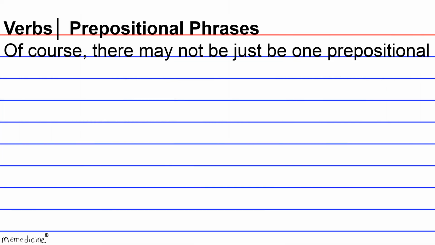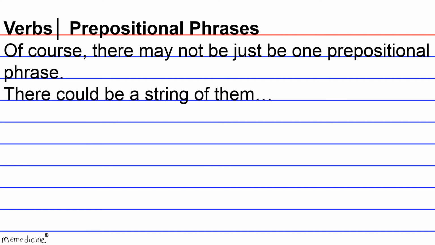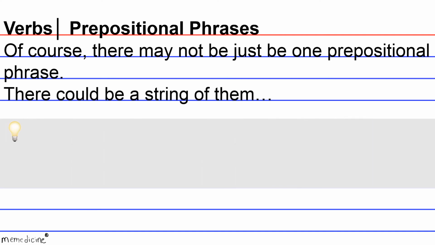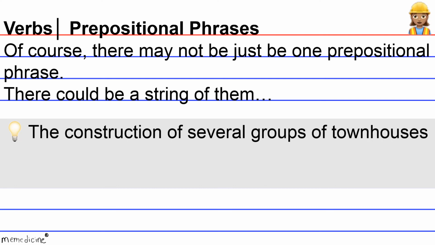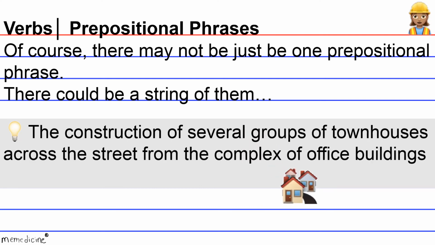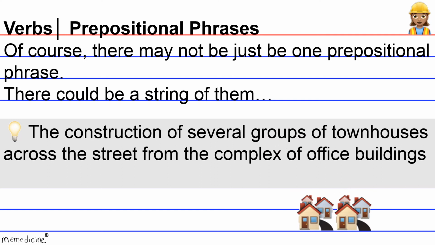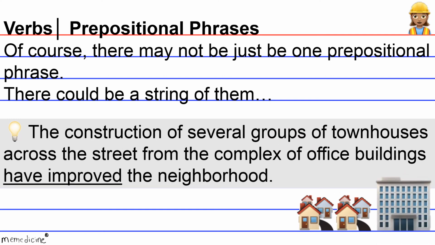Of course, there may not be just one prepositional phrase. There could be a string of them. Let's take a look at this example. The construction of several groups of townhouses across the street from the complex of office buildings have improved the neighborhood.